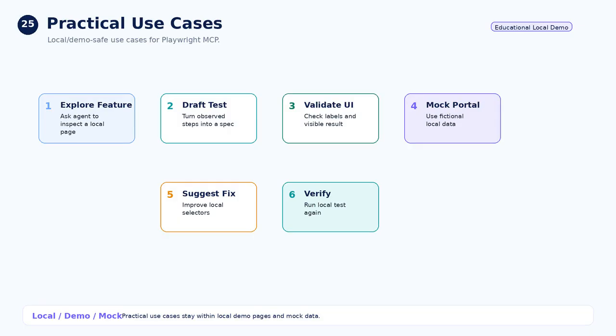A QA engineer can turn a manual flow into a draft test. A product team can validate whether a UI flow behaves as expected. A support automation prototype can test a mock portal workflow. An AI agent can inspect the browser before suggesting fixes. The strongest use cases combine browser action with verification.